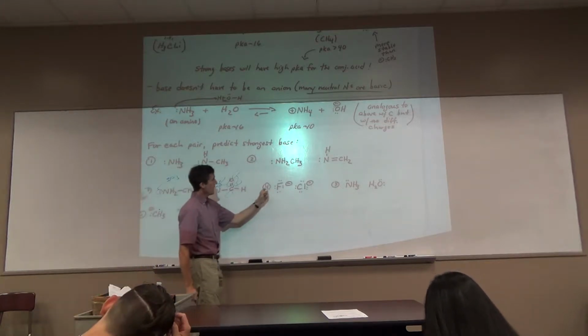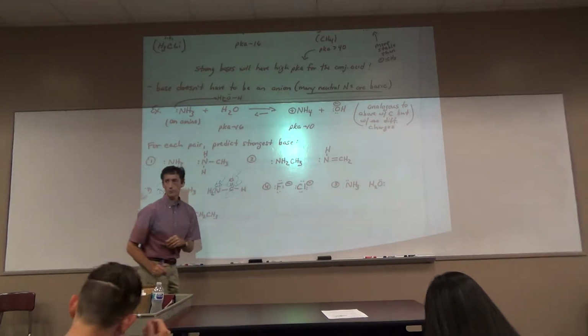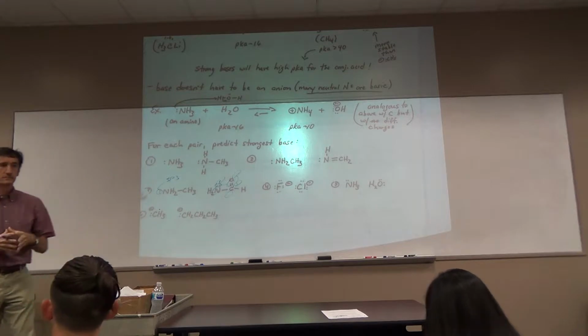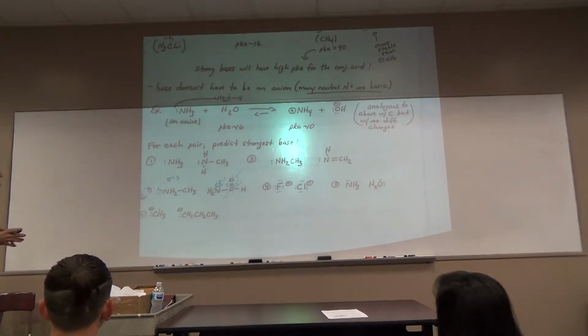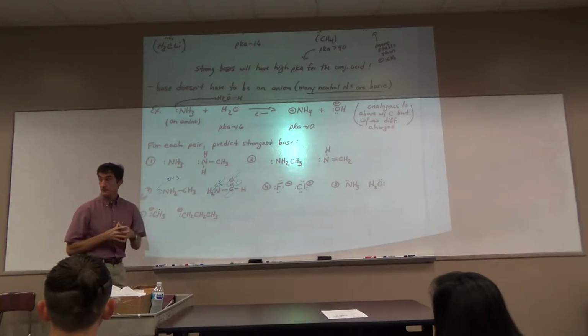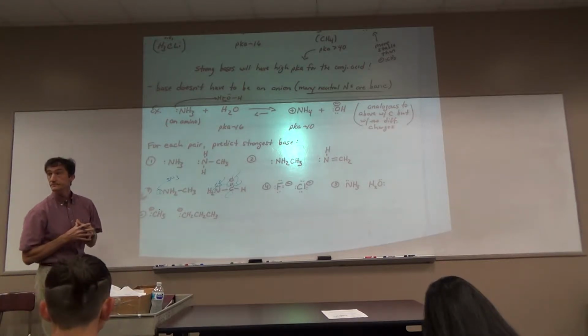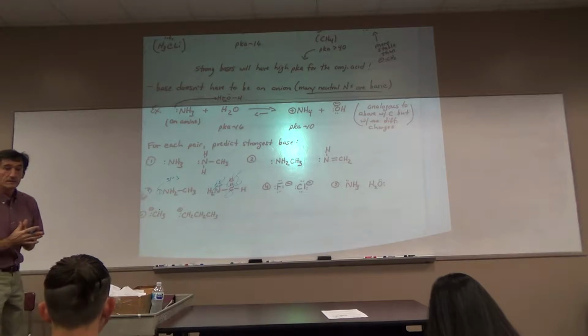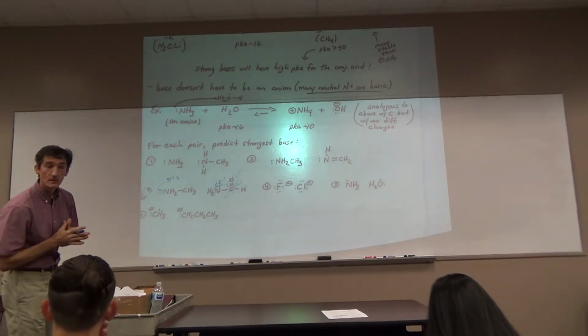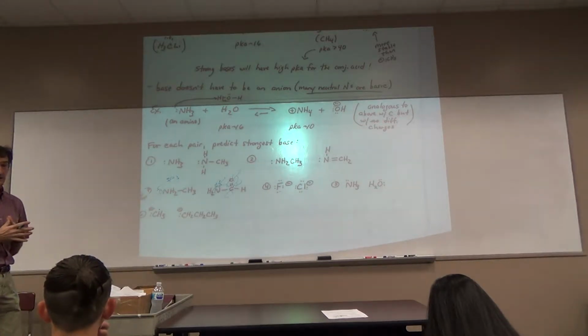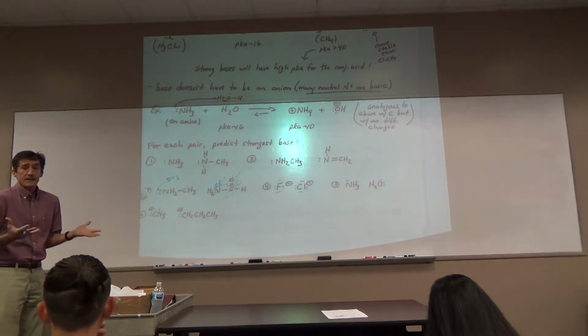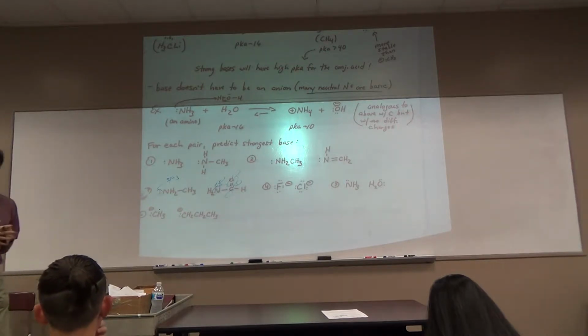So this guy. Which is more basic, F- or Cl-? F-, why? Because it's less stable. No, if it was less stable, it would be more basic. Because if it's less stable, that means it doesn't like being like it is. It wants to go back to neutral.